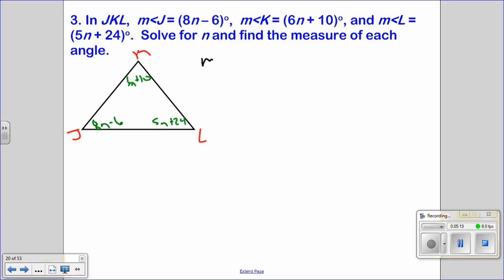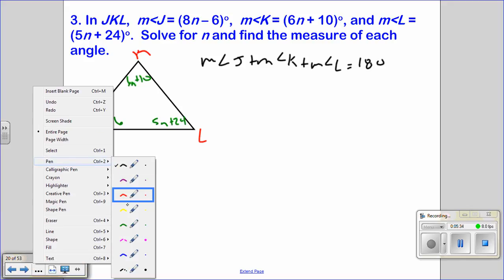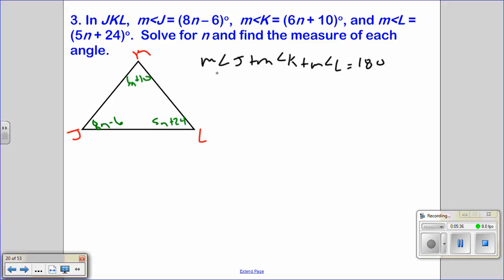So again, the measure of angle J together with the measure of angle K together with the measure of angle L is equal to 180. So that means 8n minus 6 plus 6n plus 10 plus 5n plus 24 should equal 180. And this is how we'll find n.